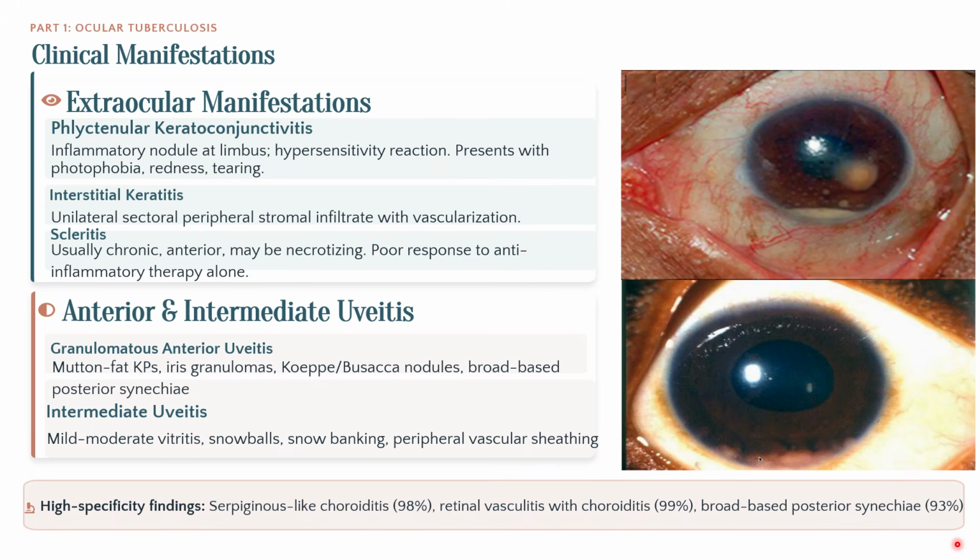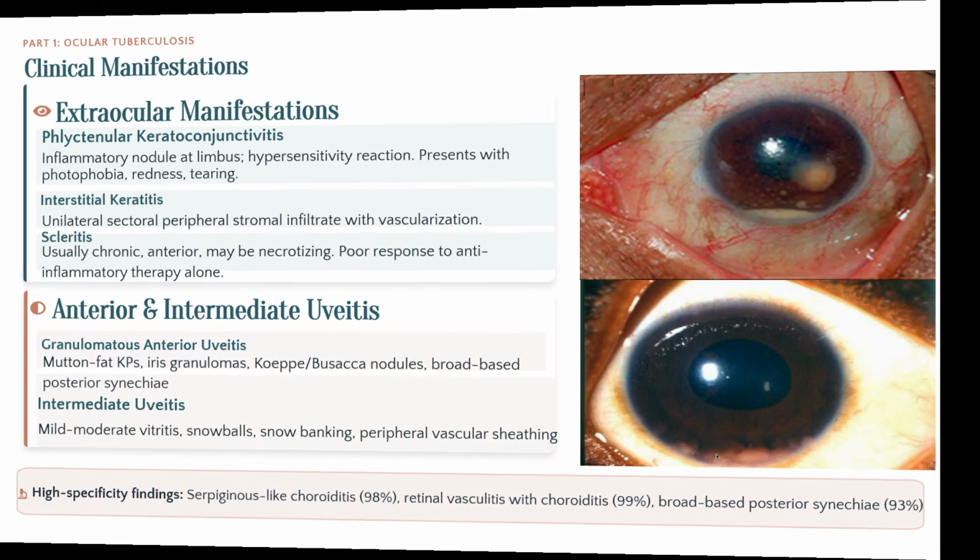The most specific feature in the anterior segment that points to tuberculosis is the presence of what's known as broad-based posterior synechiae, which I will show in the next slide. Broad-based synechiae show high specificity, nearly 93%, indicating that this is tuberculous uveitis or tuberculous eye disease.